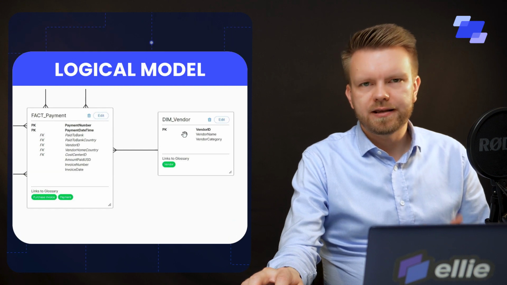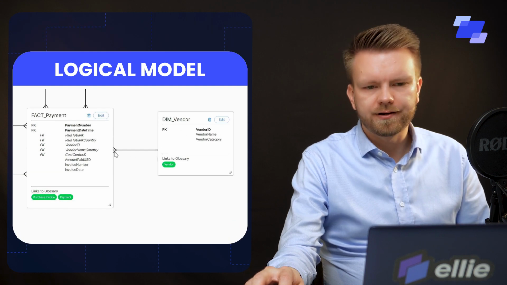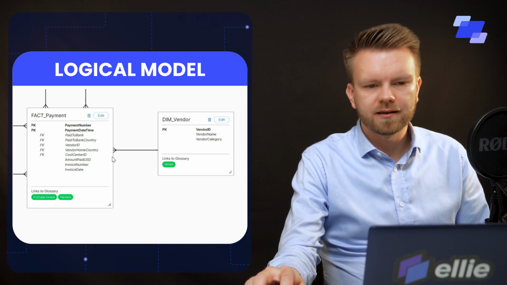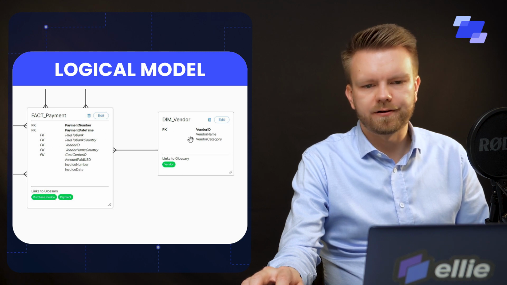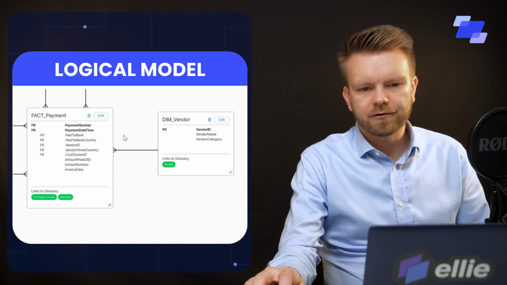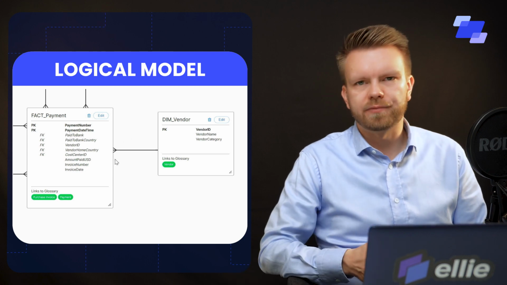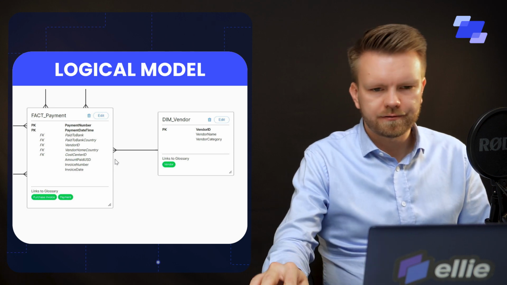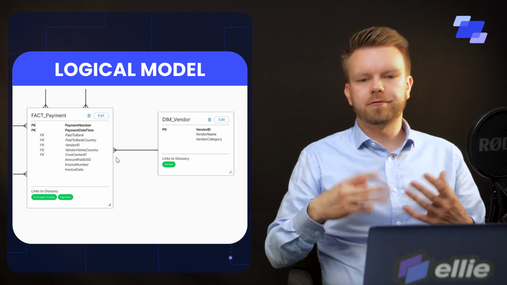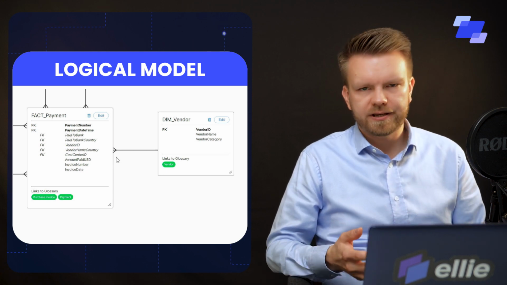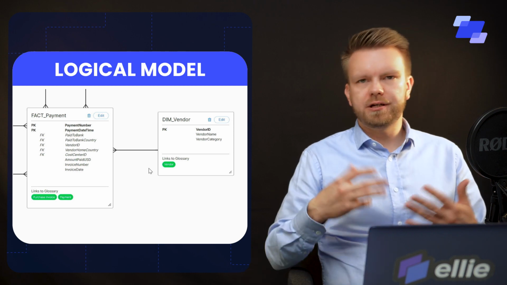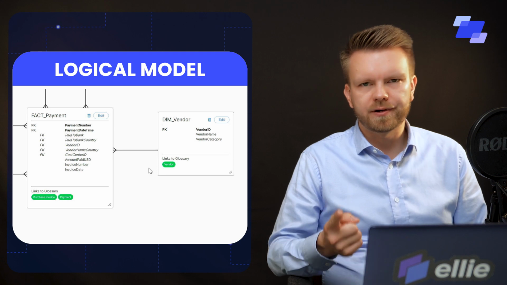That's the entities and the attributes. The relationship line here tells us that there's an association between these two, that the vendor ID that is in the fact table is referencing this dim vendor here, and we have the crow's foot notation here telling us about the nature of this relationship. The three prongs here basically mean that for each vendor we have multiple payments. And the straight line in the other end means that for each payment, there can only be one vendor.